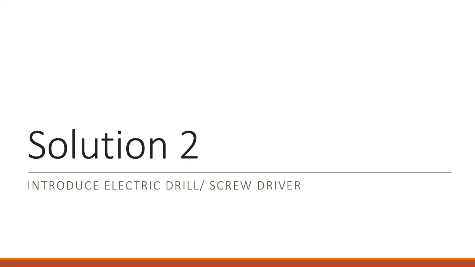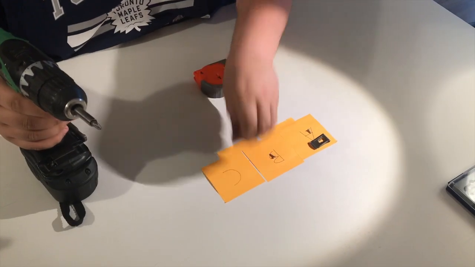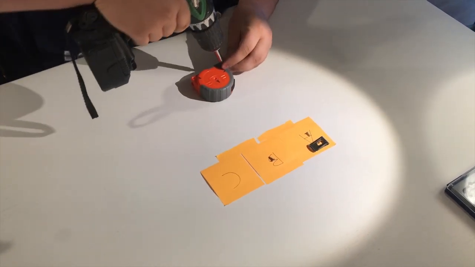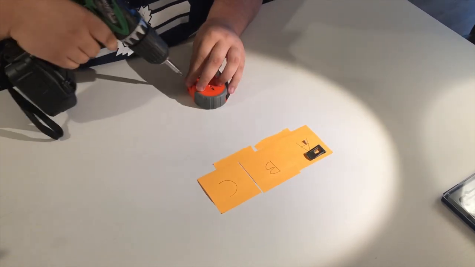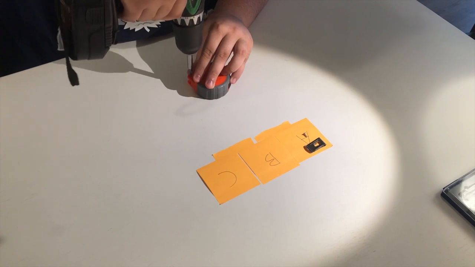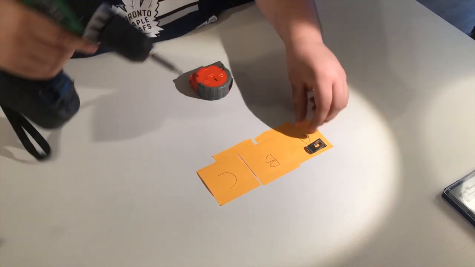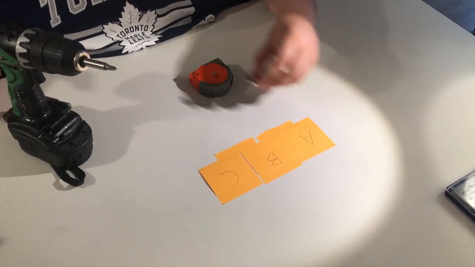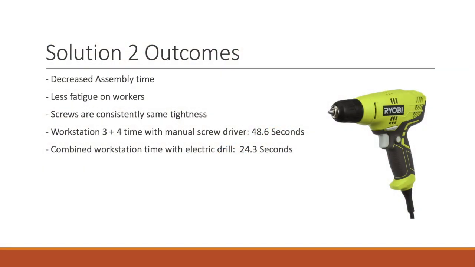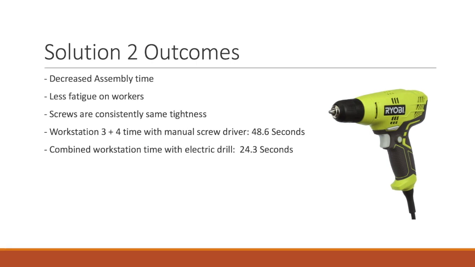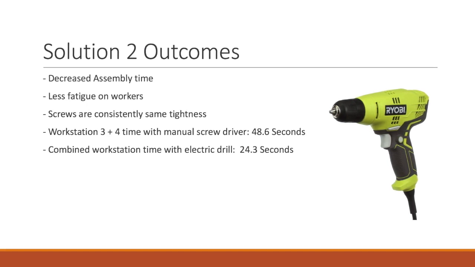Our solution for this problem was to implement an electric screwdriver or a drill instead of using an ordinary screwdriver. This solution generated a time of 24.3 seconds to complete the fastening of all screws, as well as the metal belt clip. The outcome for our second proposed solution was that we were able to drastically reduce the speed at which we complete the tasks.